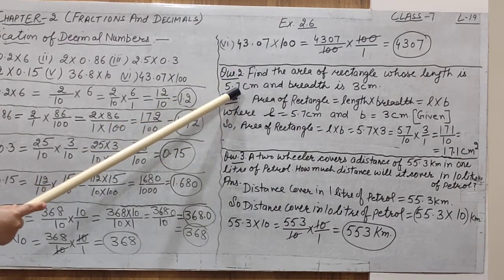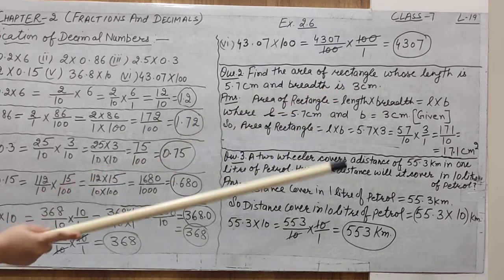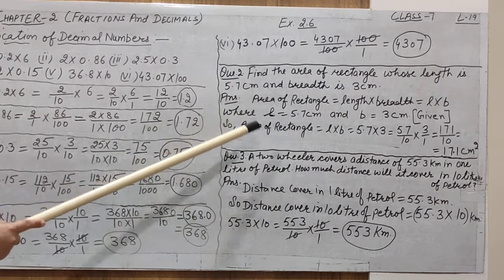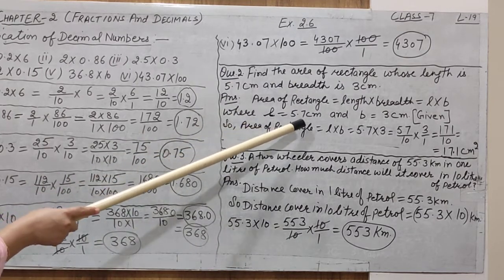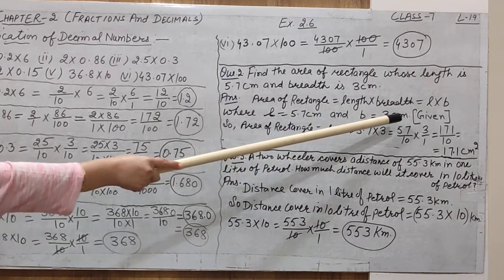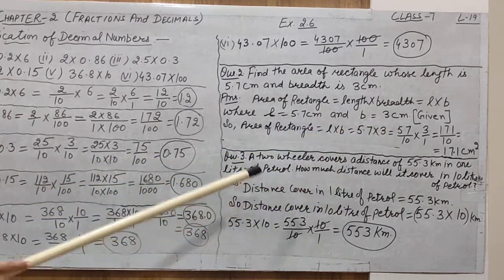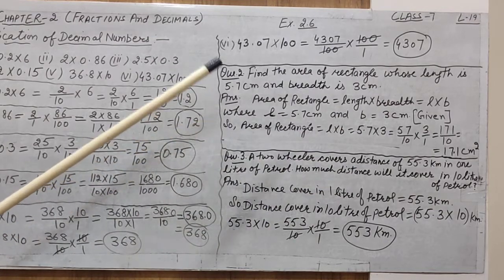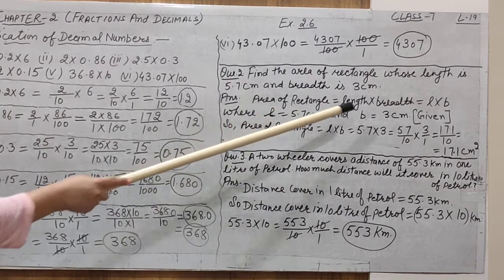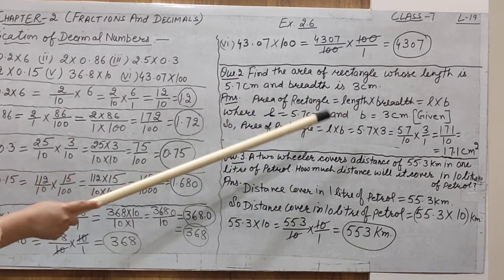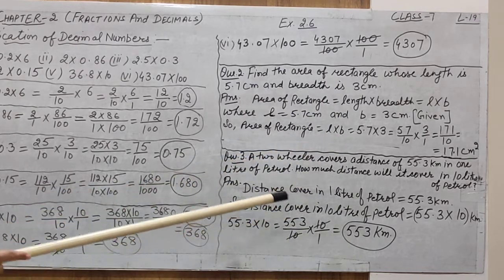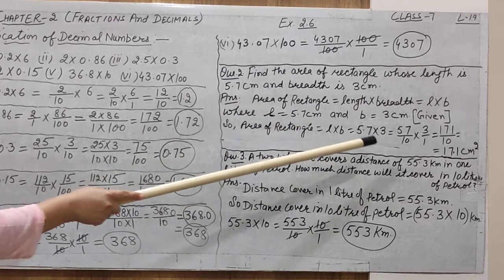Length is in centimeter, breadth also must be in centimeters. So area of rectangle is L into B, where L is equal to 5.7 centimeter in decimals and breadth is equal to 3 centimeter. These two numbers are given. Now put the value of L and B in the given formula which you know very well. Area of the rectangle is L into B, so we have to multiply 5.7 with 3.